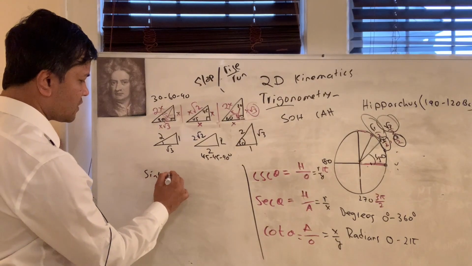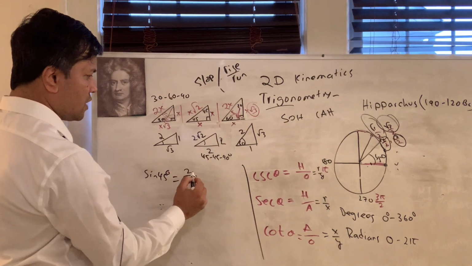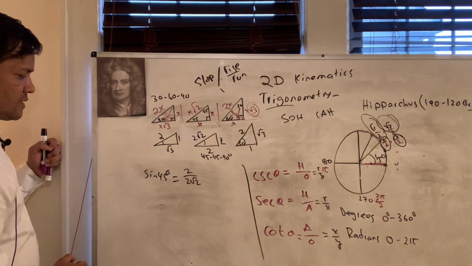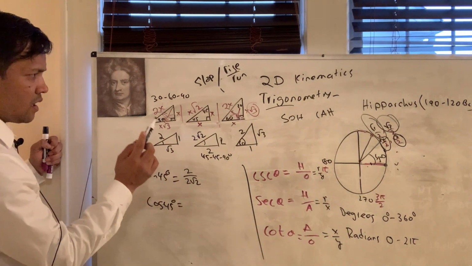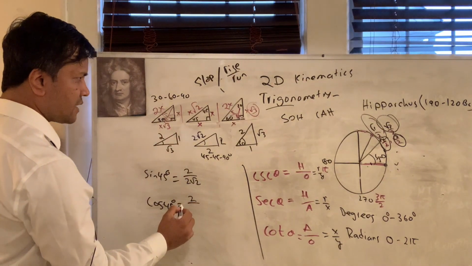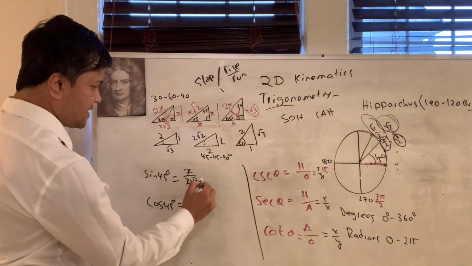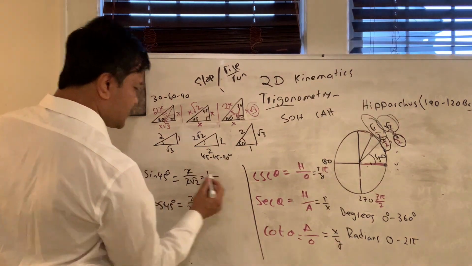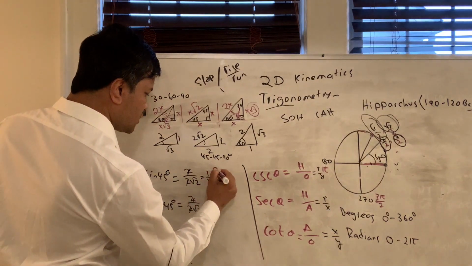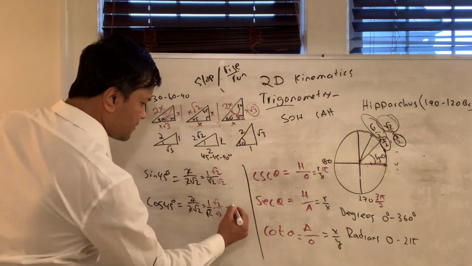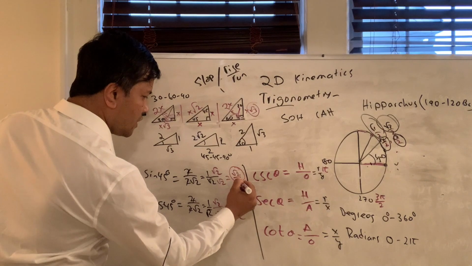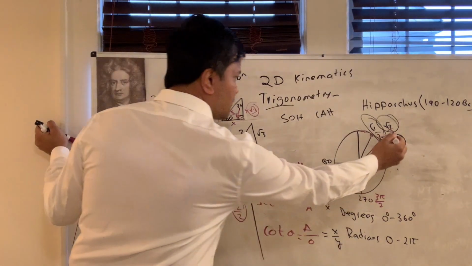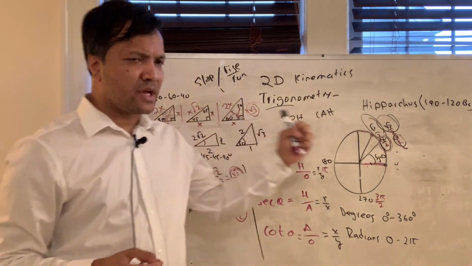Now let's say 45 degree, where the opposite would be 2, and the hypotenuse would be 2 square root of 2. And the cosine 45 degree would be adjacent over hypotenuse. Adjacent would be 2, and the hypotenuse would be 2 square root of 2. Now the 2s cancel, so 1 over square root of 2. Now we have to rationalize the denominator. So how do you do that? We multiply top and bottom by root 2. So now we have root 2 over 2. So the cosine 45 degree is root 2 over 2, and the sine 45 degree is root 2 over 2. What we can do by geometry, we can also do by trigonometry.